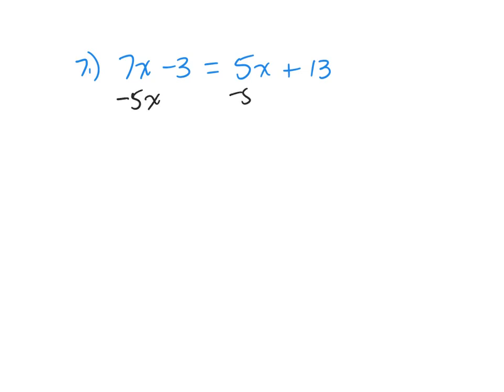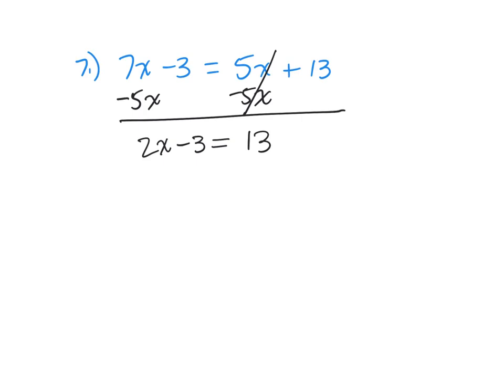Now notice I'm subtracting x terms from x terms. Make sure that you are subtracting a like term from a like term. So on the left, 7x minus 5x is 2x. We would get 2x minus 3 on the left. On the right, these 5x's cancel, and we just get 13. So now we have a two-step equation to solve for x.